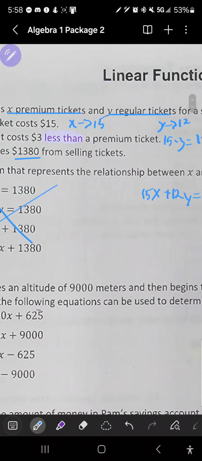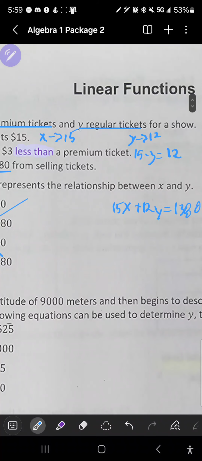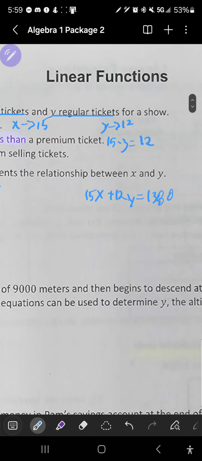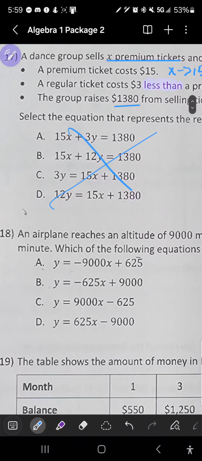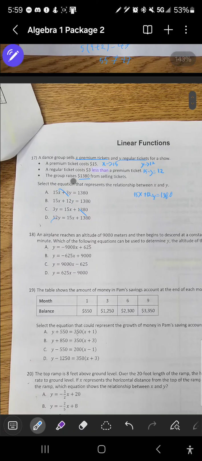Because I know that my premium tickets are X and my premium tickets are $15. I know that my regular tickets are Y and my regular tickets are $12. And I know that 1380 is the total amount. So then I'll look at my choices, and you can see here, it's as easy as the side one I made.